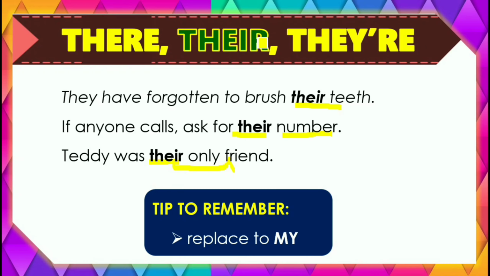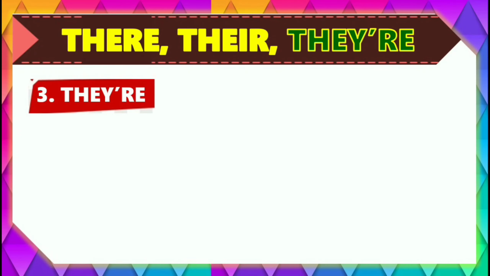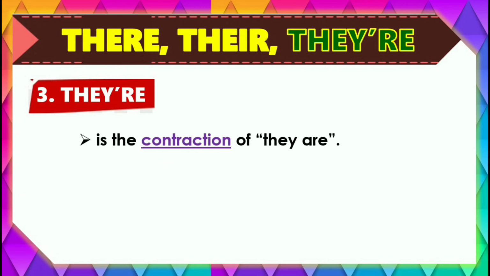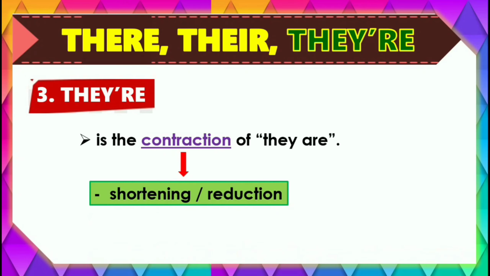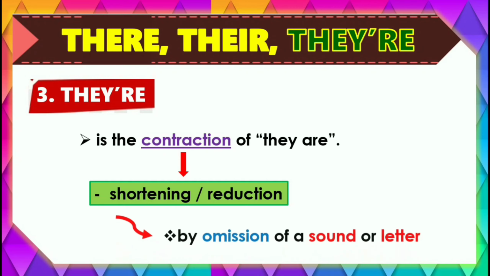Okay, just replace it with "my", and if it sounds right, then that's the correct answer. Number 3. They're, THEY apostrophe RE, is simply the contraction of "they are". When we say contraction, it means shortening or reduction. You try to shorten a word by omitting some letters or some sound.